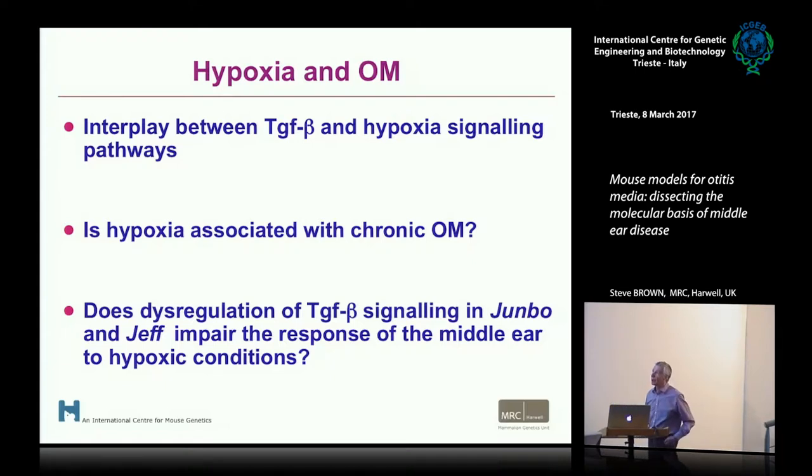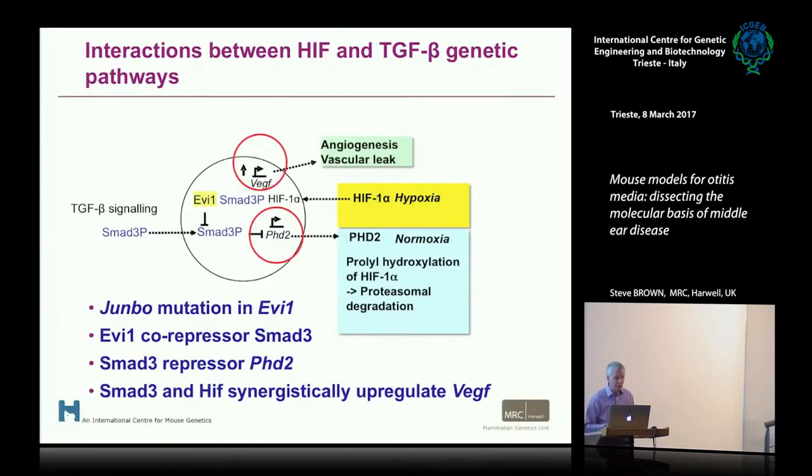So I just want to remind you of those hypotheses again, that we're dealing with the disruption of an interplay between TGF-beta signaling and hypoxia signaling pathways. We for sure have hypoxia developing in the middle ear cavity in these mice, and we surmise that dysregulation of TGF-beta signaling in these two mutants is impairing the response of the middle ear to hypoxic conditions, and we get runaway hypoxic responses which lead to this inappropriate chronic inflammatory state in the middle ear in these mice.